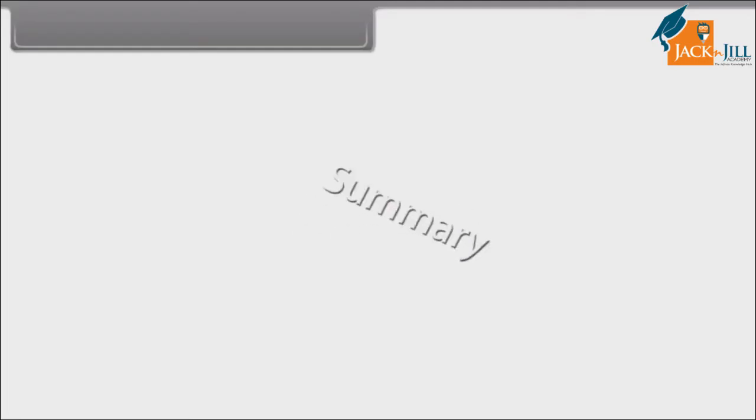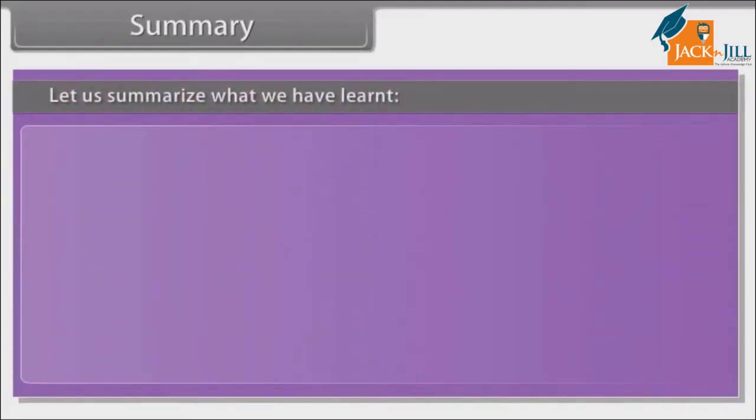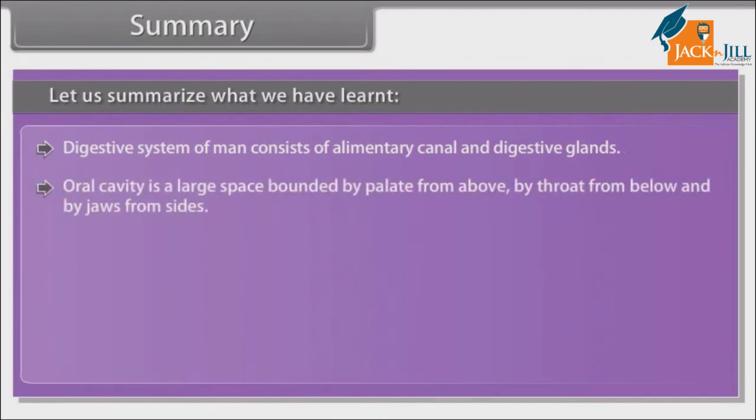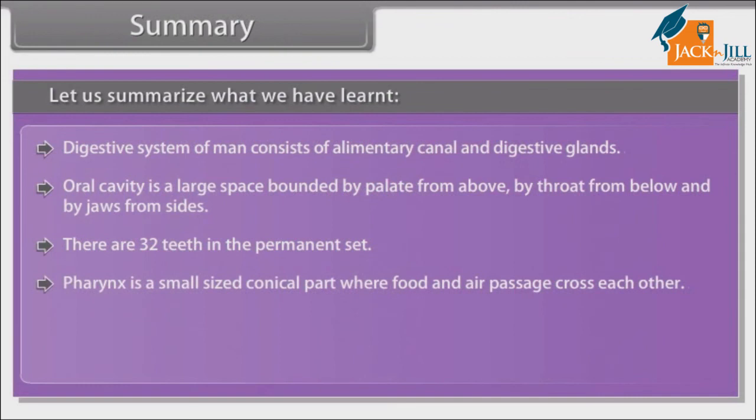Summary. Let us summarize what we have learned. Digestive system of man consists of alimentary canal and digestive glands. Oral cavity is the large space bounded by palate from above, by throat from below, and by jaws from sides. There are 32 teeth in the permanent set. Pharynx is a small-sized conical part where food and air passage cross each other.